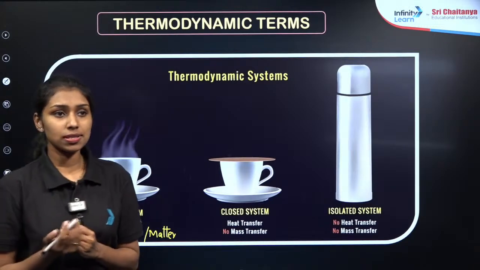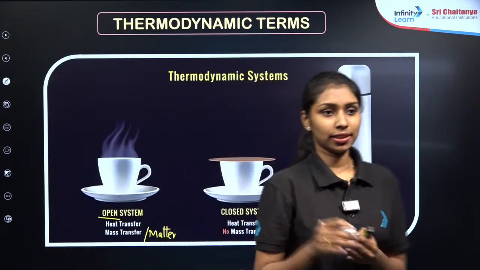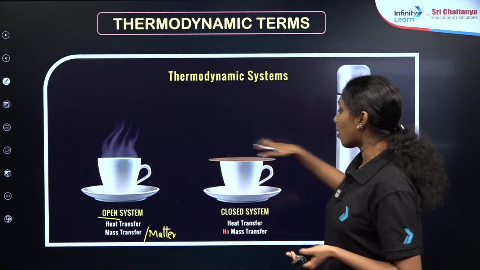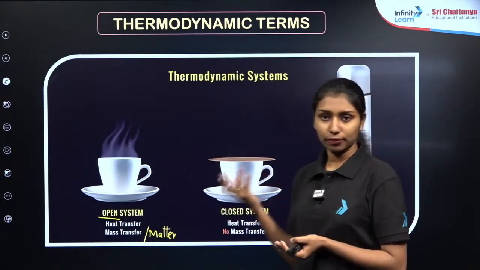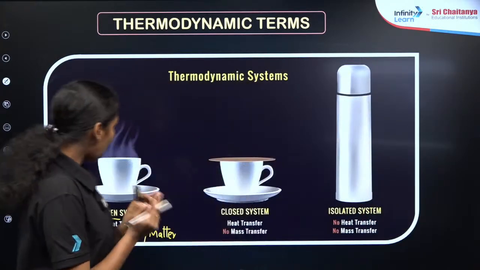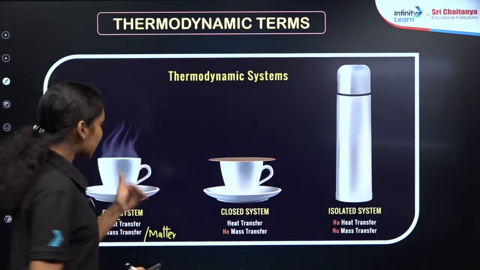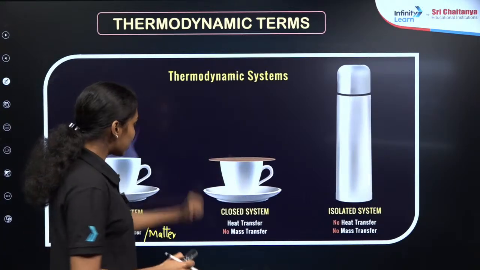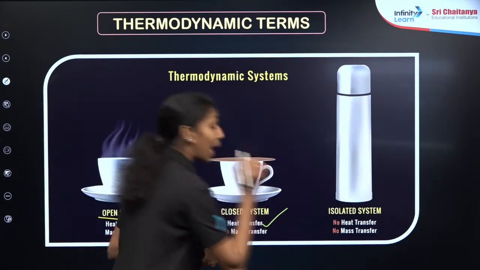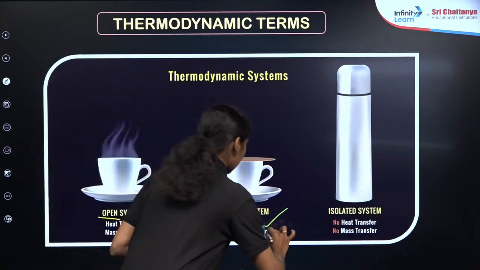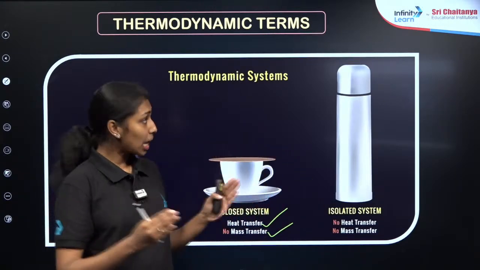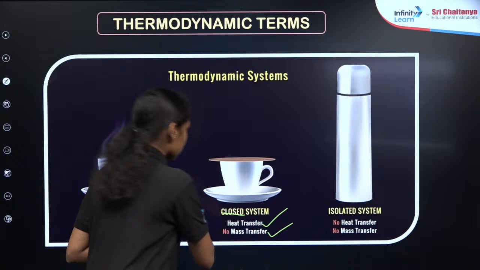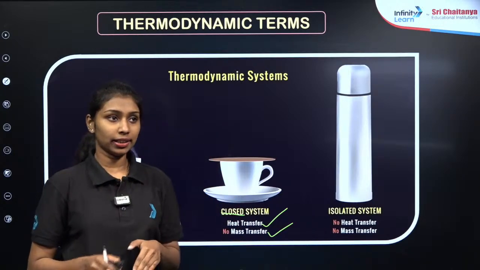Now, what about the closed system? Closed, right? Now, the same cup of tea, I am just closing by using a lid or any cover like that, right? So, what will happen here? There will be heat exchange happening, right? Because of these walls, heat exchange will happen, but there is no matter exchange, right? So, I can say that this type of system is known as the closed system, which means it is closed by using a lid. Clear?